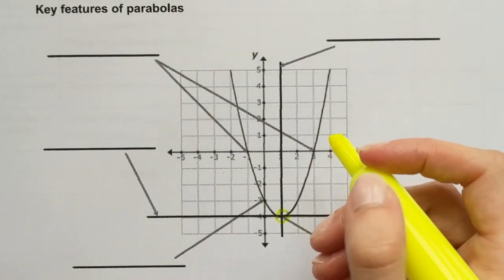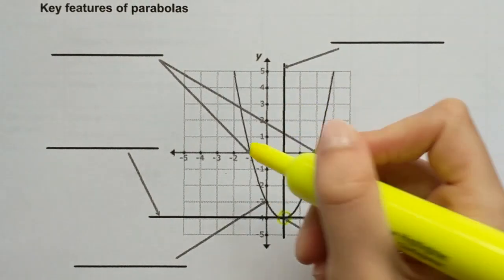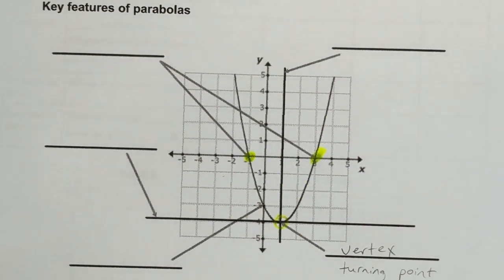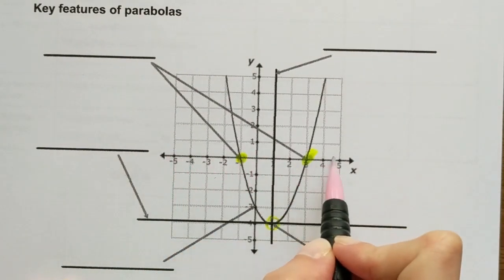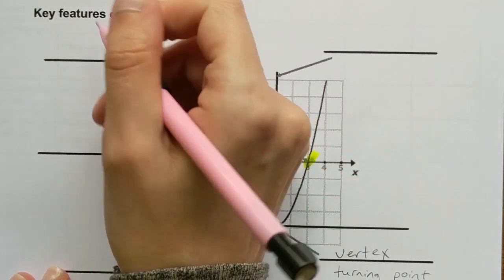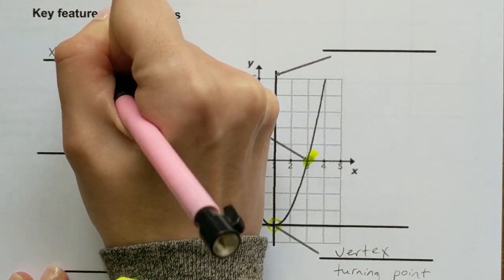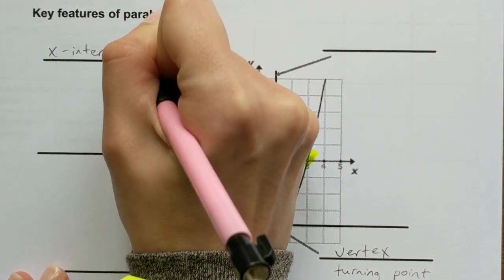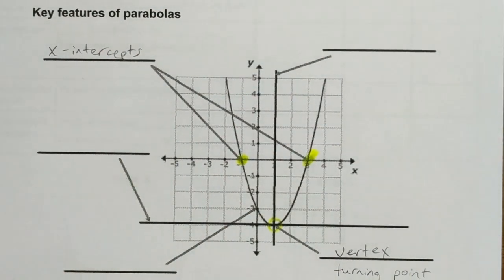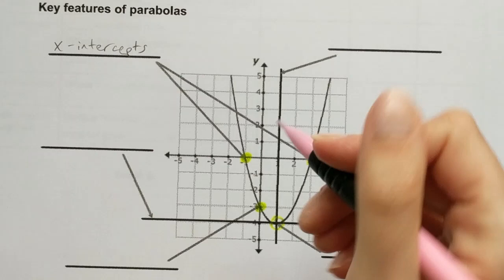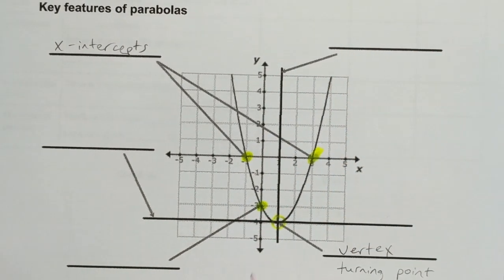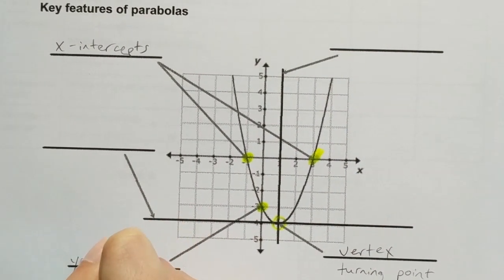There are also these 2 points here, which are of interest to us, and as we can see, those are where our parabola hits the x-axis. So these are our x-intercepts. And just like we have x-intercepts, we also have a y-intercept. A y-intercept right here. The y-intercept is where it hits the y-axis.